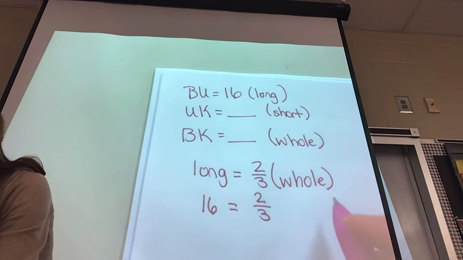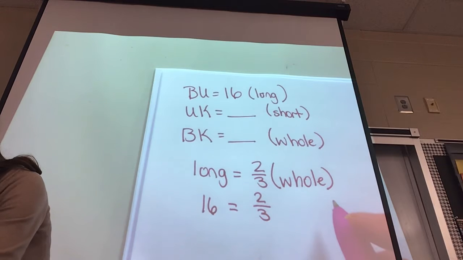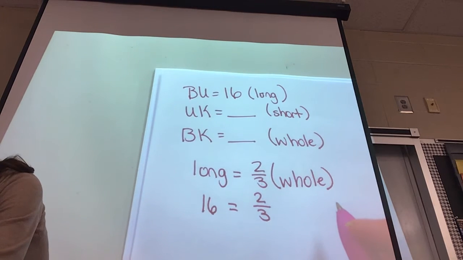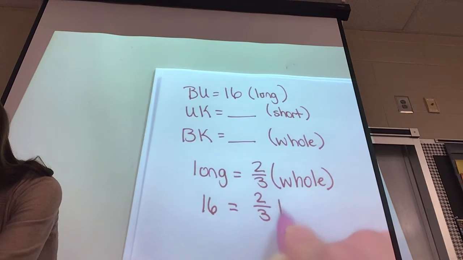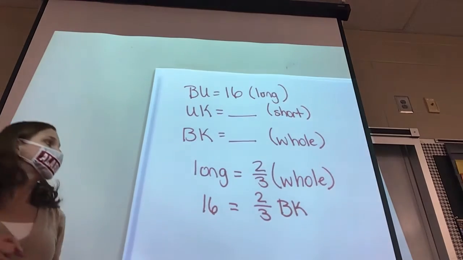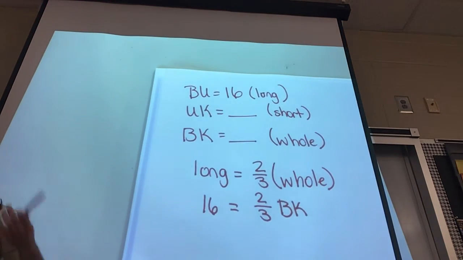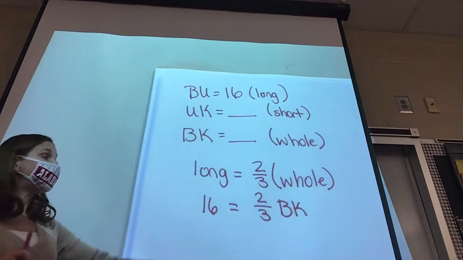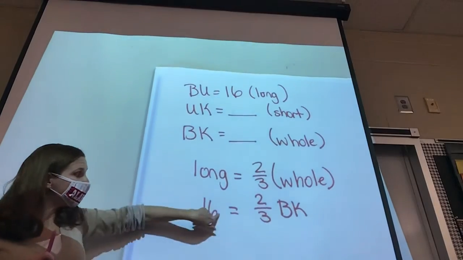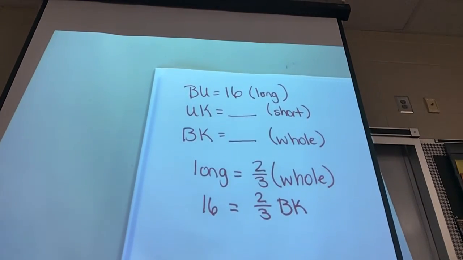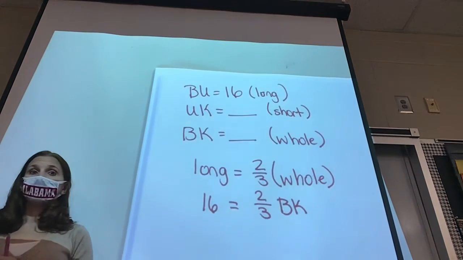Now my whole is what? I don't know that yet. All I'm doing is filling in. But what is representing the whole? The BK. You got to actually play along here. It's very much like an equation. The whole, I don't know. It is represented by the line BK. This is what I know at this point. Can I multiply these two?